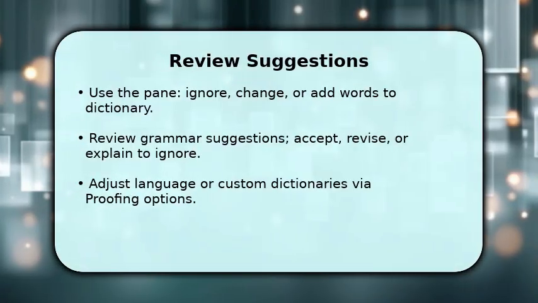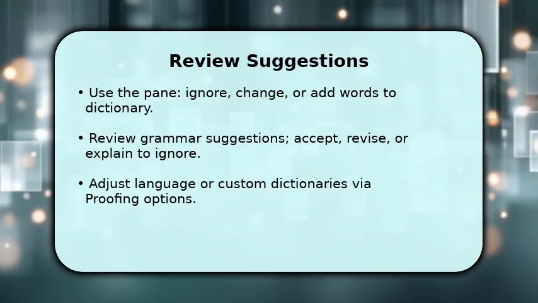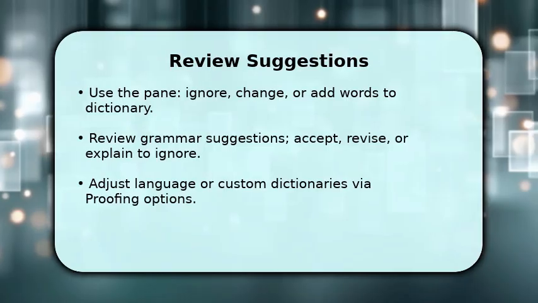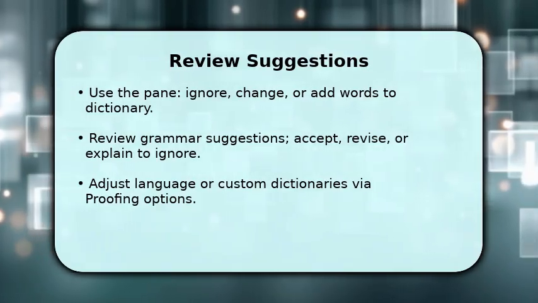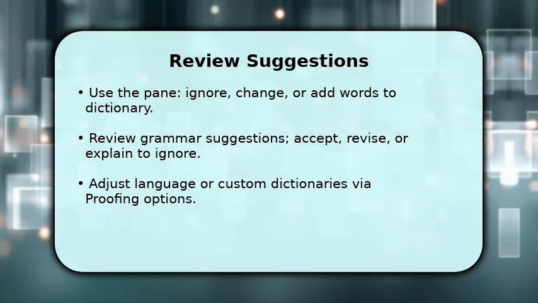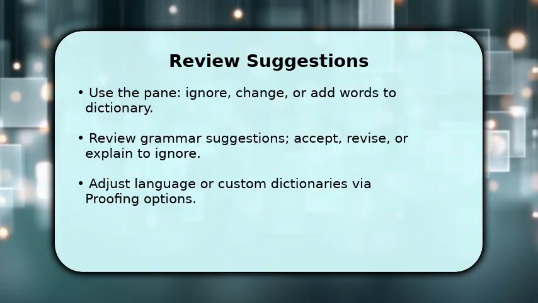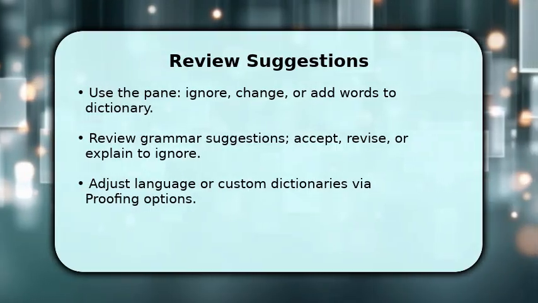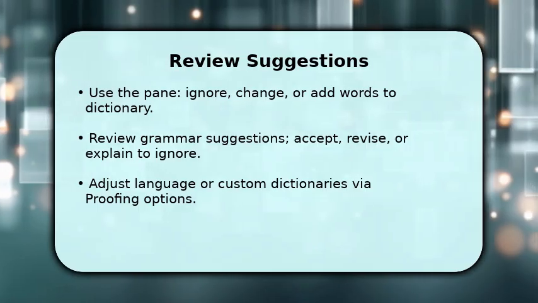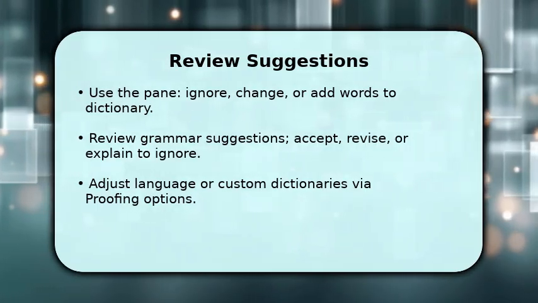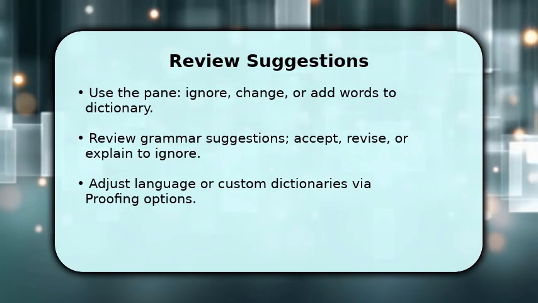You'll see a pane with spelling and grammar suggestions. Read each item to understand context before acting. Click Change to accept a correction, ignore once to skip a false positive, or add to dictionary for names and jargon you reuse. For grammar, Word explains the issue. Accepting will auto-replace, so revise manually if meaning would change.